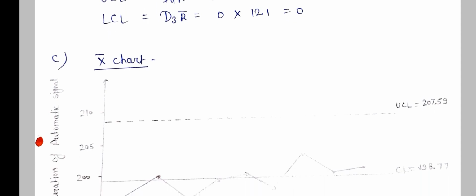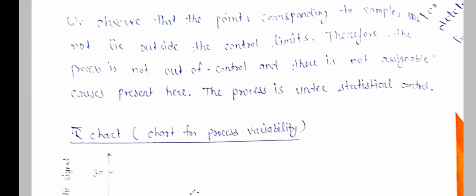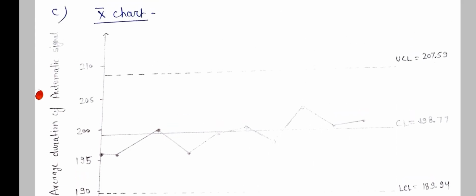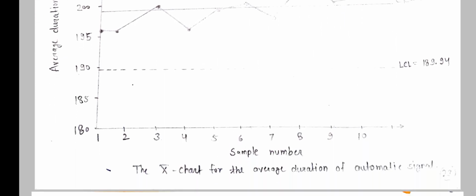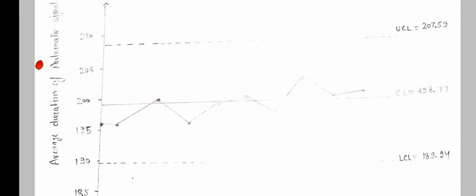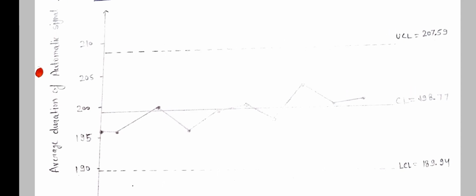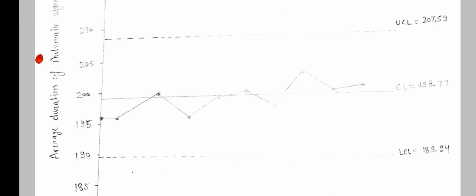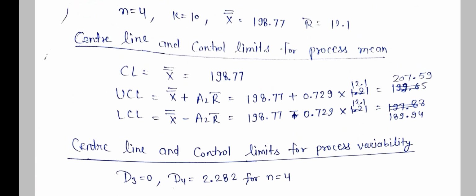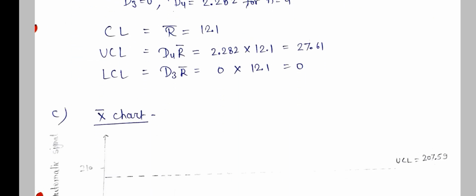Now the next one is the x bar chart, which is here. The first is the x bar chart and the second one is the R chart. In the chart, on the horizontal line are the subgroup numbers, and on the vertical line are all the signal values, and I drew a UCL, CL and LCL from my data. CL is 198.77, UCL is here and LCL is here.